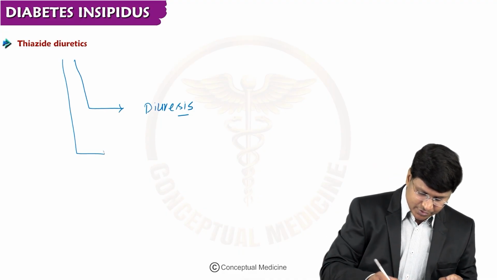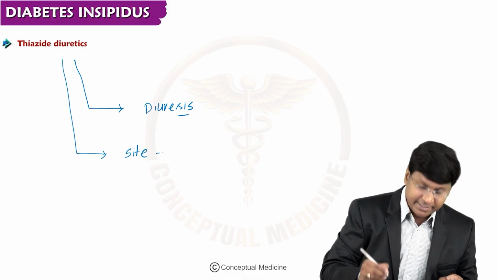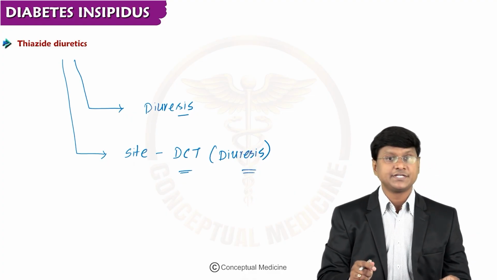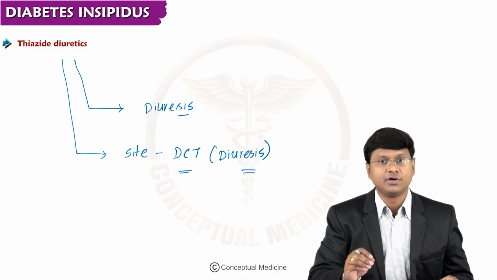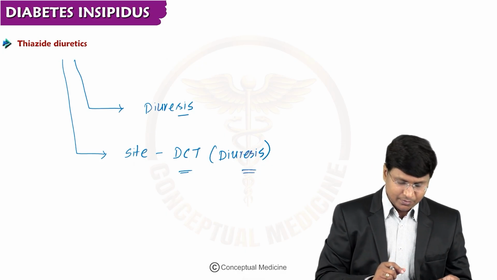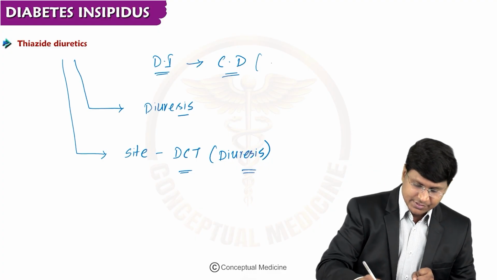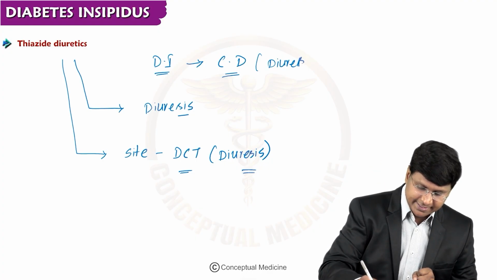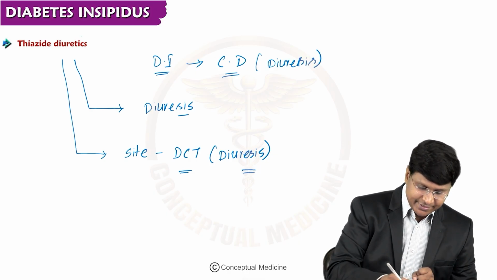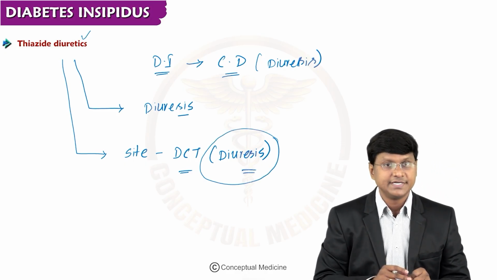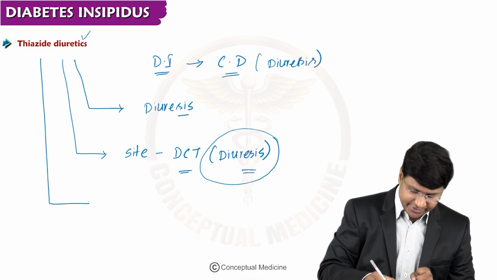Remember, for thiazide diuretics, where is the site of action? The site of action for diuresis to occur is at the level of the distal convoluted tubule. Now, in diabetes insipidus, the diuresis is occurring because of pathology at the level of the collecting duct. And thiazide diuretics, if you give, the diuresis will occur because they inhibit the sodium chloride channel at the level of the DCT.